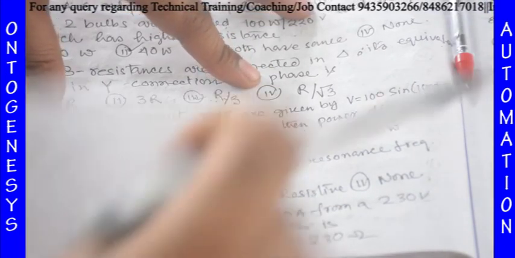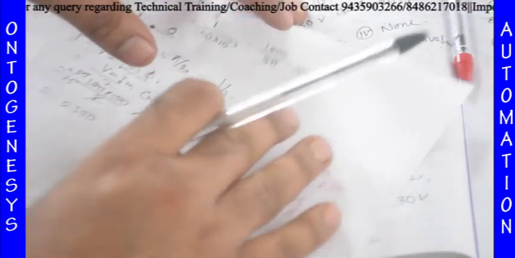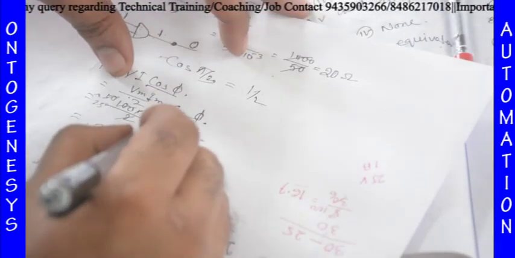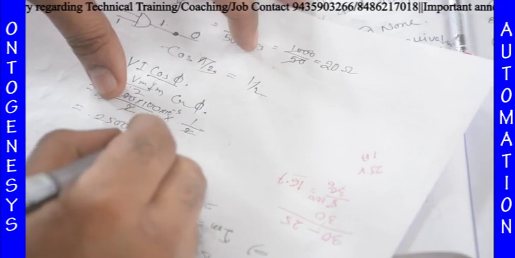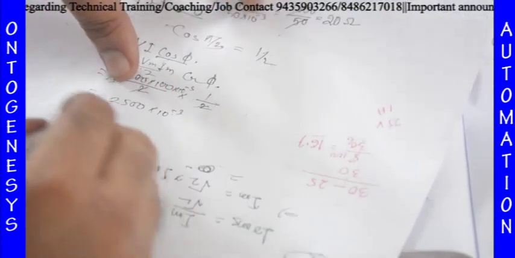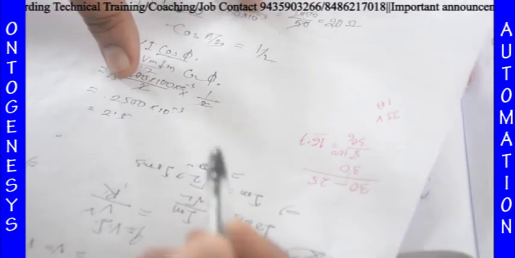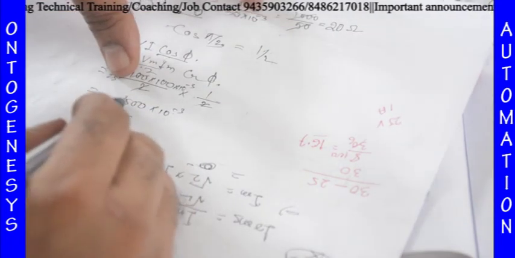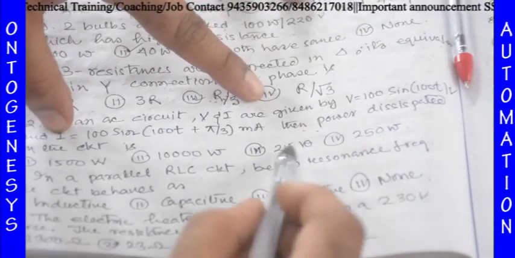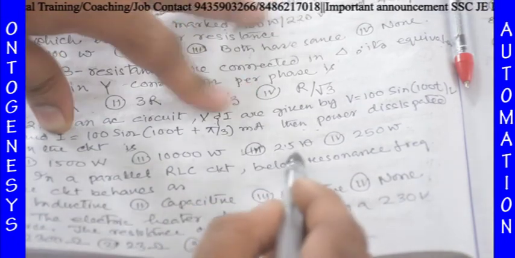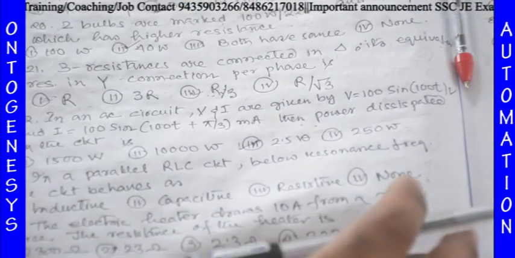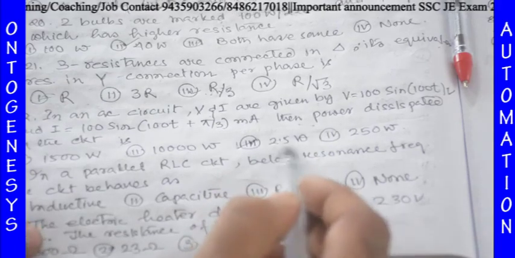Now see here, it is in milliampere, so milliampere means 10 to the power minus 3. So this will be multiplied by 10 to the power of minus 3, so it is 2.5. Am I right? 2.5 watt. I think this should be the answer. So, guys, do it by your own also. This will be the answer, 2.5 watt.